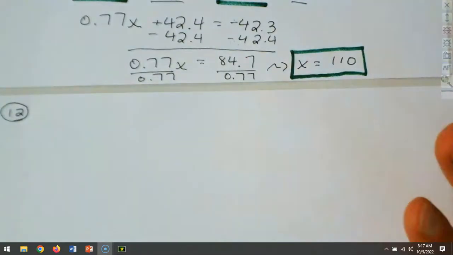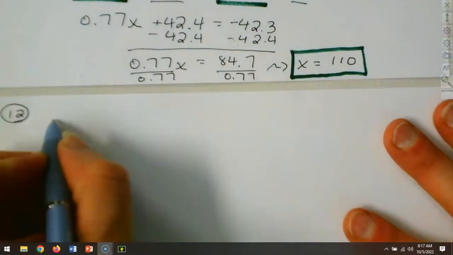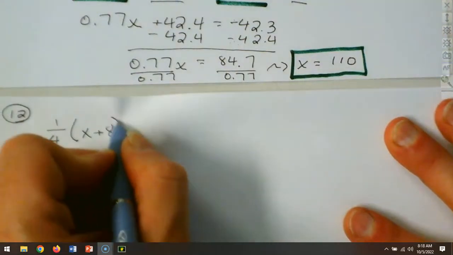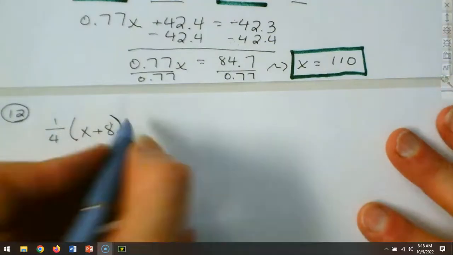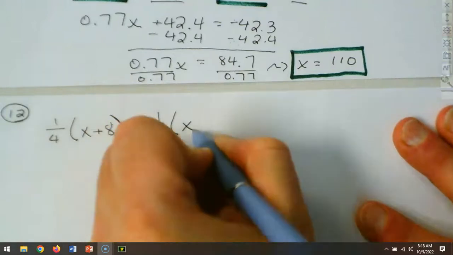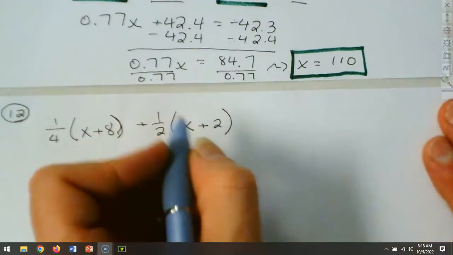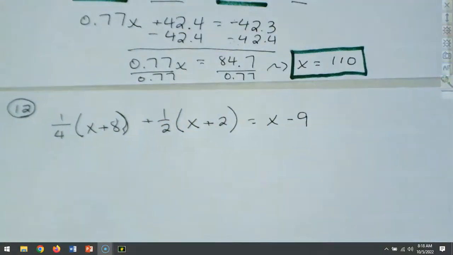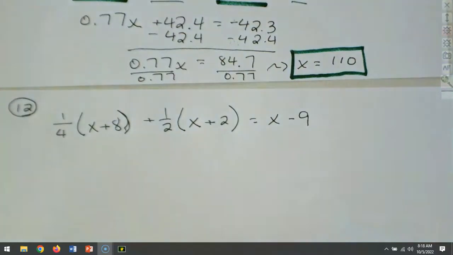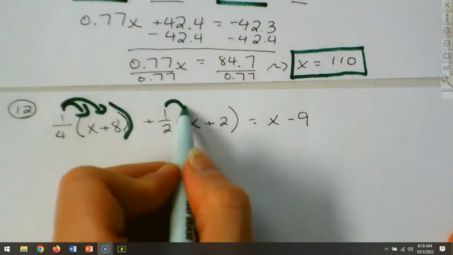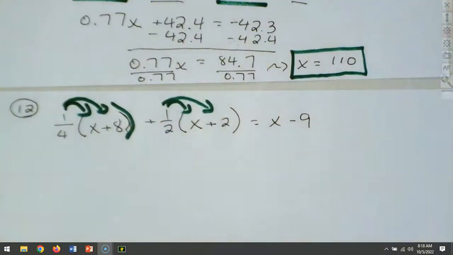So question 12. Question 12 has the fractions. And we have parentheses. Okay, so let's go through our steps. The very first thing that we always do is parentheses. Those go first. So we're going to distribute through. And what does that give you now?